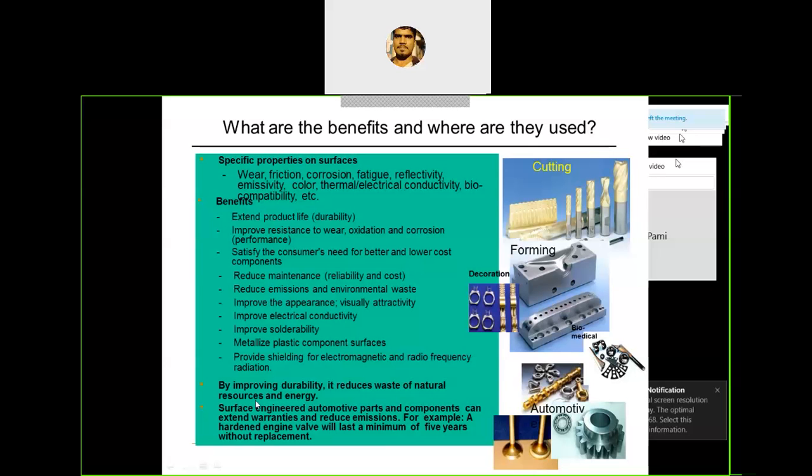So these are the components you can see. These are cutting components, forming components, and decorative ones, like your rings or watch, whatever the bracelet. For that also we are doing this coating. And automotive parts, biomedical parts. Biomedical means scissors, knives, some sort of holding tools. So these are all biomedical. Here also we are going with surface engineering. Surface engineering means altering the surface.